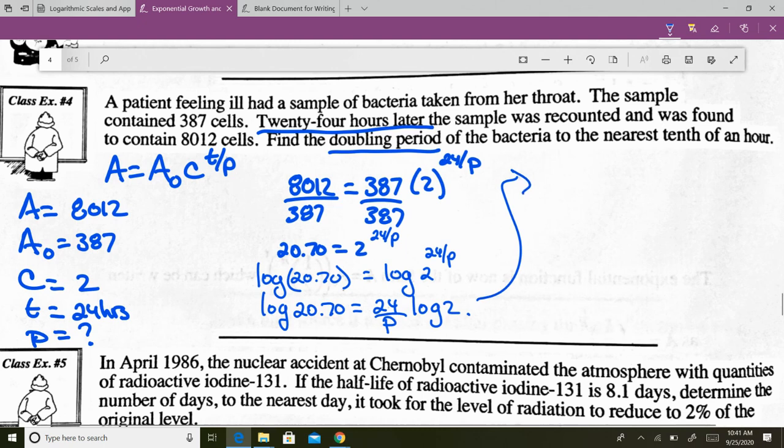All right. Now it's algebra. I need to get p by itself. I don't want it in the denominator, so how am I going to get rid of it or move it? Yes, you're going to multiply it up to the other side, right? We need p times log 20.7 is equal to 24 log 2. Final step.